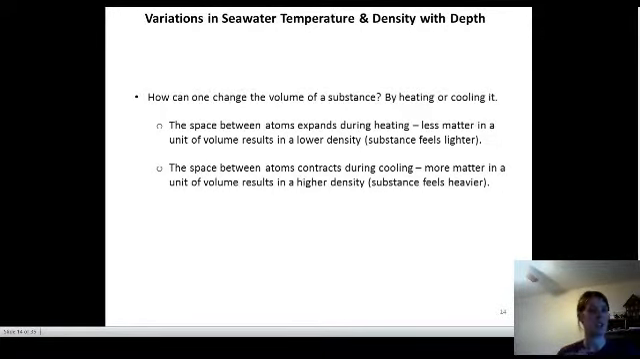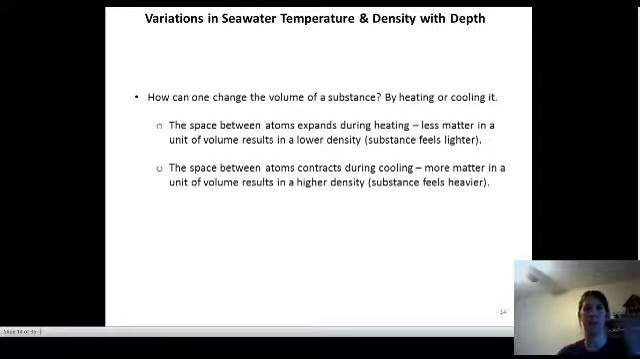So how does one change the volume of a substance? Because we already know the ocean size and shape is generally uniform. They're not changing by significant magnitudes. So to change the volume of our substance, we have to heat or cool it. The space between atoms expands during heating, so there's less matter in a unit of volume, which results in lower density. The space between atoms contracts during cooling. This causes there to be more matter in a unit of volume, resulting in a higher density.